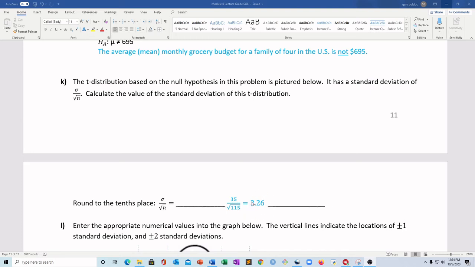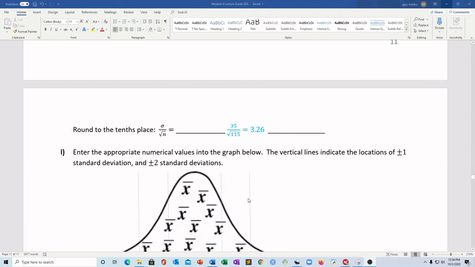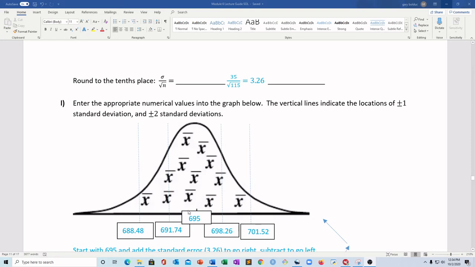So, how do I use this? So I claimed that it was how spread out my sampling distribution should be. Okay, great, but how do I use that to make a picture, right? Well, what do we know about the picture? It's supposed to have in the middle our claimed null hypothesis value, which was 695. So that's supposed to be the middle of our picture.